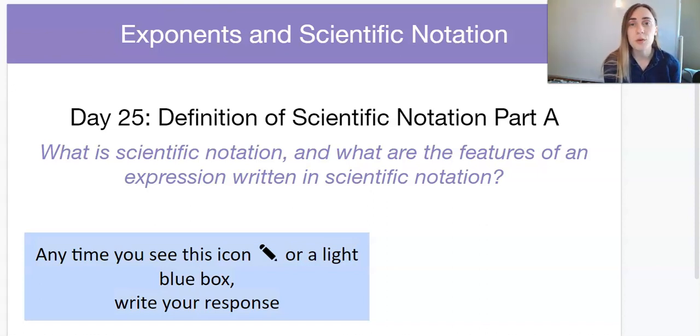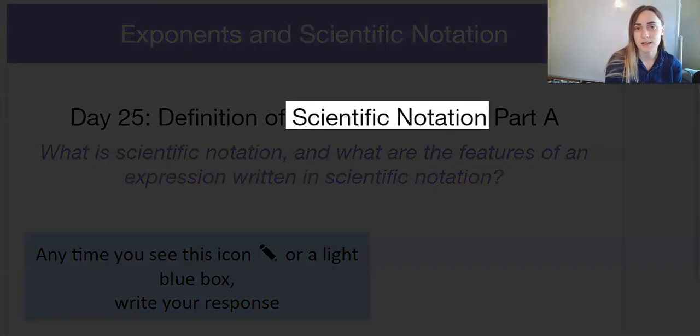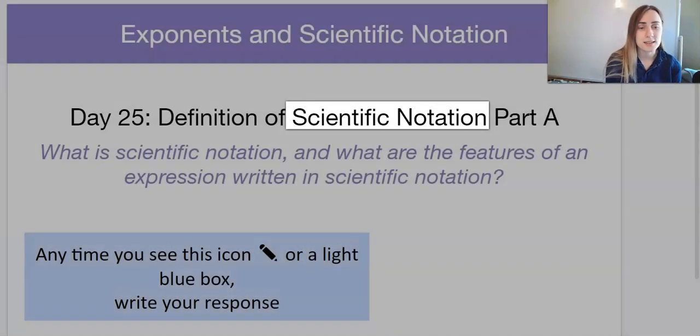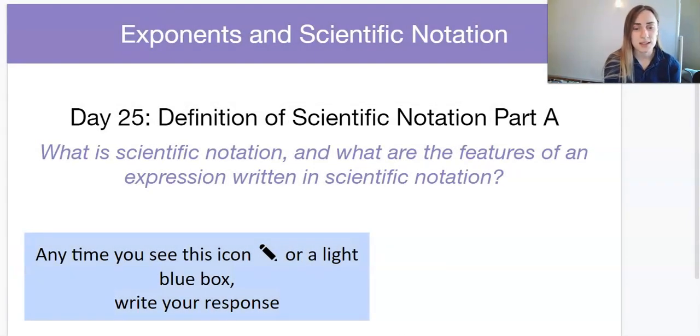So for today, before we do our warm-up, I want you to just look at the words scientific notation and make a prediction about what you think scientific notation might be and who might use it and why. So take a moment and think about that first. And then by the end of the lesson, we'll have a real answer for what it is and what the features of an expression written in scientific notation are. So let's move on now that you have a prediction in your mind, to our warm-up.